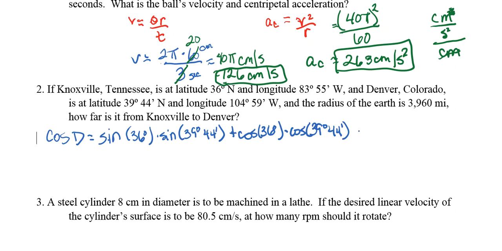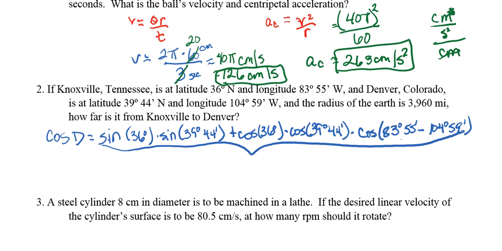Now I'm going to multiply again by cosine, but this time I'm using my longitudes and I'm going to subtract them. 83 degrees 55 minutes minus 104 degrees 59 minutes. Again, because I started with 36, I have to start with 83 degrees 55 minutes on my longitude. So I'm going to go ahead and plug all this in, and I already did that for the sake of time.